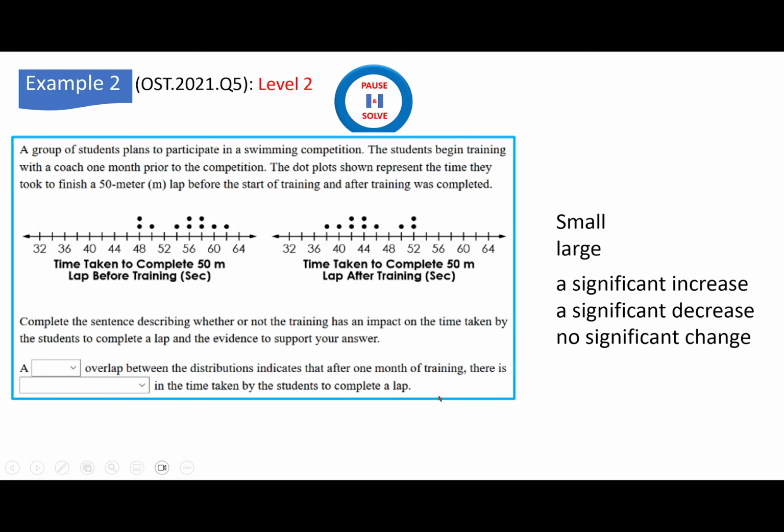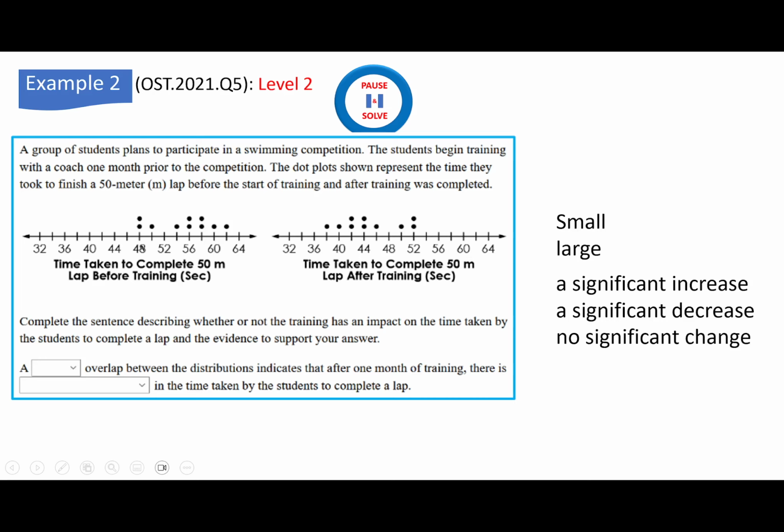Example 2. A group of students plan to participate in a swimming competition. The students begin training with a coach 1 month prior to the competition. The dot plots shown represent the time they took to finish a 50-meter lap before the start of training and after training was completed. So this is before and this is after. How do we understand this?